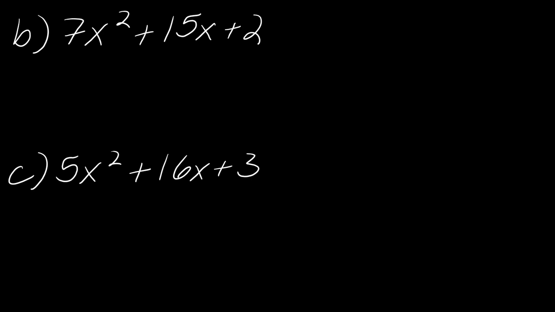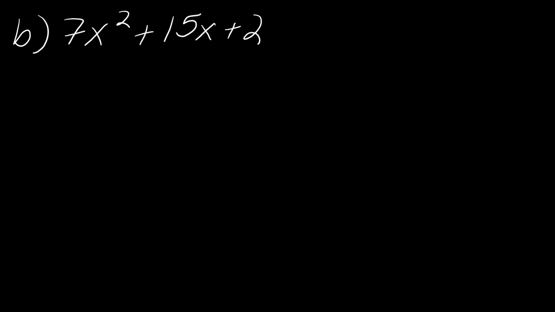So what I would recommend is let's try both here. Let's try the AC method again here with part B. So why don't you try factoring this according to the AC method, and then we'll try C by trial and error. So I want you to pause the video, try both of these, and then hit play when you're ready.